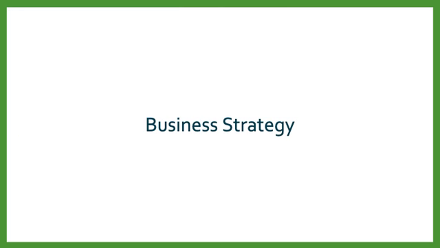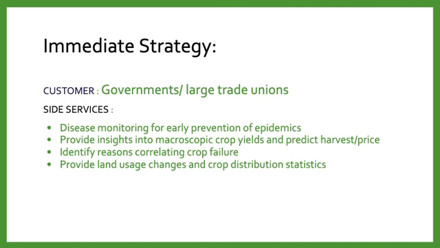Moving on to our business strategy, the immediate strategy will have governments or large trade unions as our customers, where we will provide disease monitoring services so that epidemics can be cut off early to prevent famines. We can also provide insights into crop yields and predict harvests or prices. We can identify reasons correlating with crop failure. Is the crop failure because of a heat wave, or because of lack of water? We can also track changes in land use by farmers and see which crops farmers are moving towards.